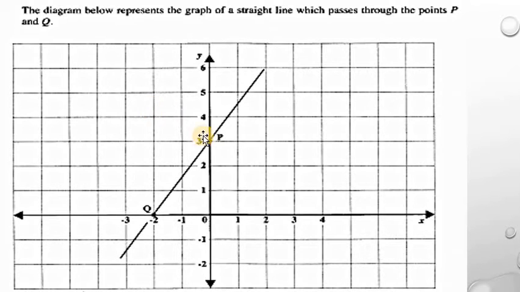Alright, so P here is 0 on the x and 3 on the y. So the point P is (0, 3), and the point Q is negative 2 on the x and 0 on the y. So the point Q is (-2, 0).